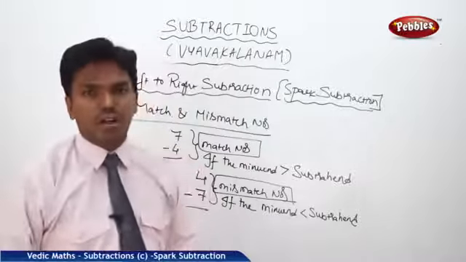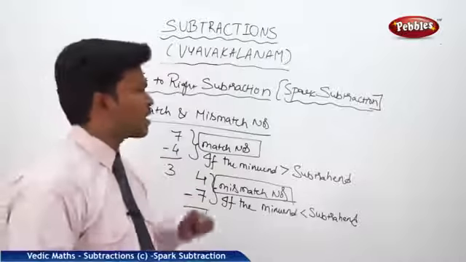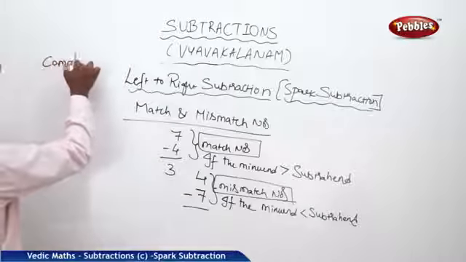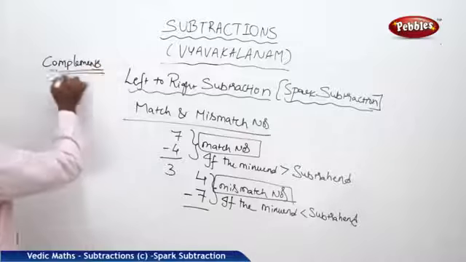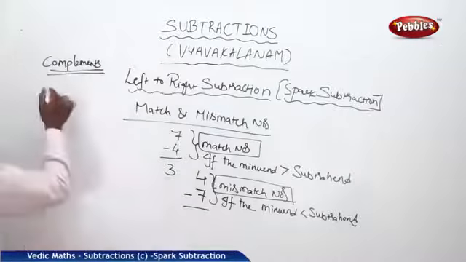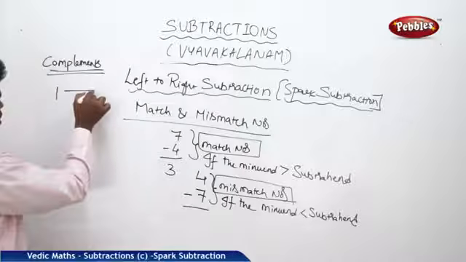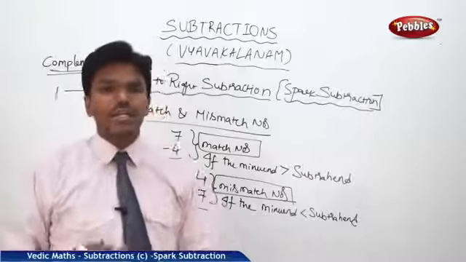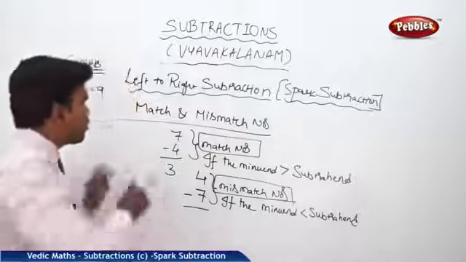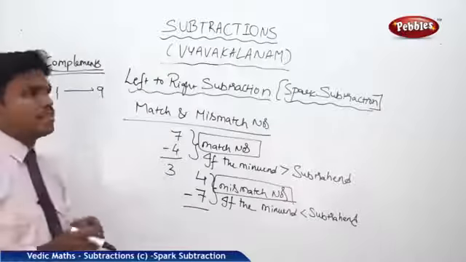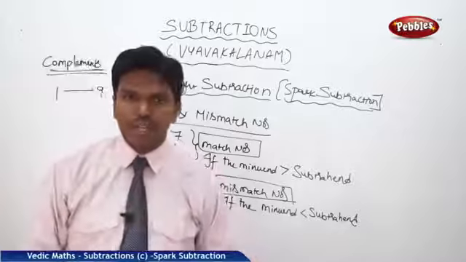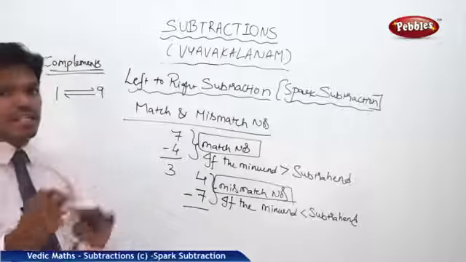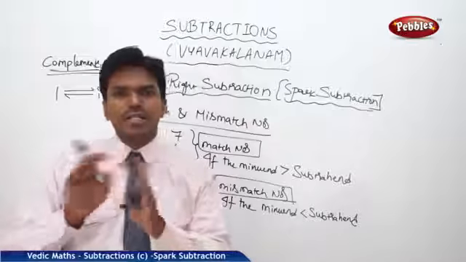And the one more important basic concept of this subtraction is complements. So we have to discuss complements. What are complements? You can say like this: 1's complement is 9. That means for 1 to make it 10, how much do I need to add? 9. So 1's complement is 9. Similarly, for 9 to make it 10, how much do I need to add? 1. So 9's complement is 1. Vice versa: 1's complement is 9, 9's complement is 1.